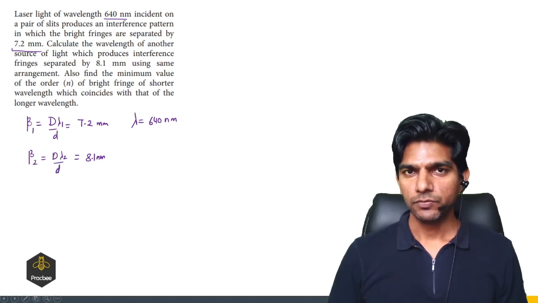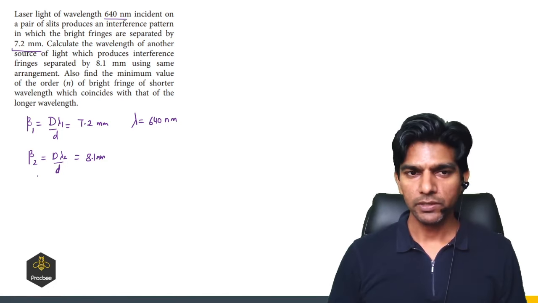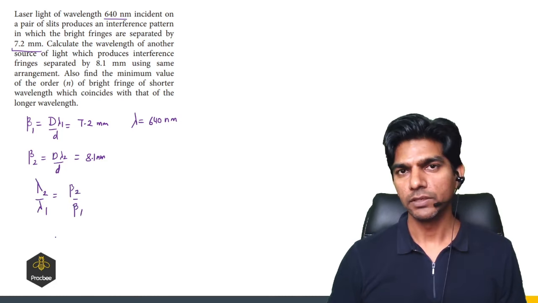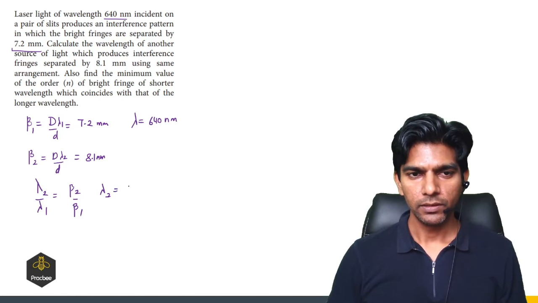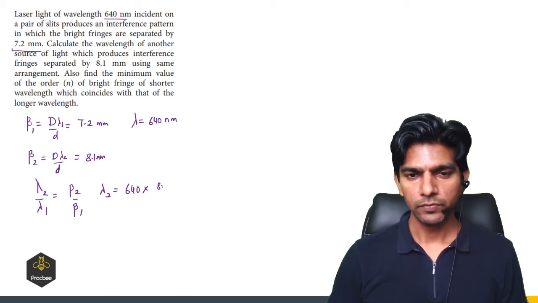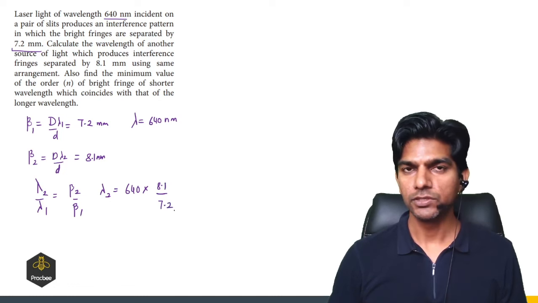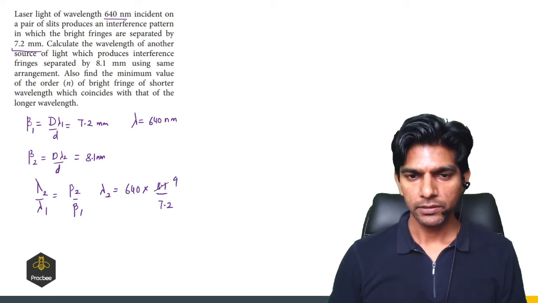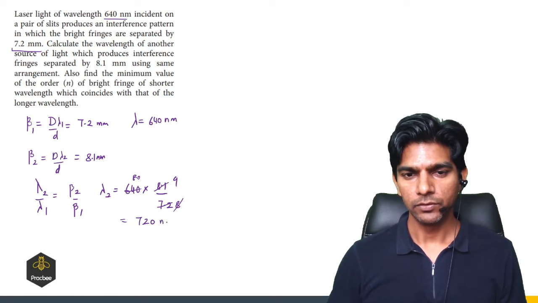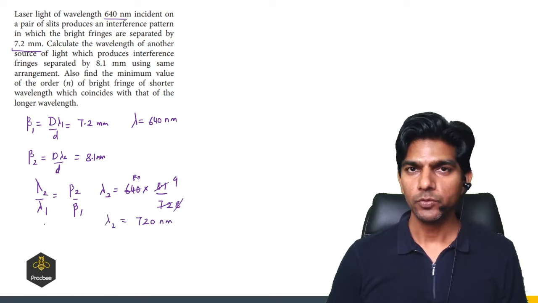Since the fringe width is directly proportional to the wavelength for a given setup, we can say lambda 2 by lambda 1 is equal to beta 2 by beta 1. So lambda 2 will be lambda 1, which is 640, times beta 2, which is 8.1, divided by 7.2, which is beta 1. So this is 9, this will be 8, and this will give us 80. So it comes out to be 720 nanometer. So lambda 2 should be 720 nanometer.